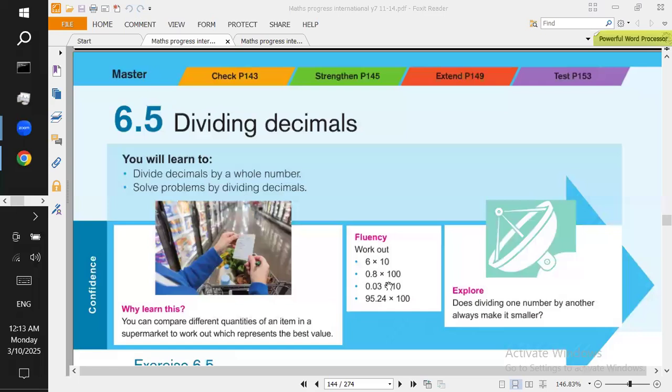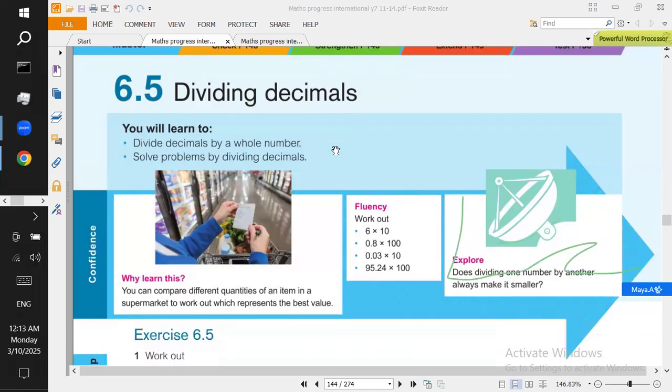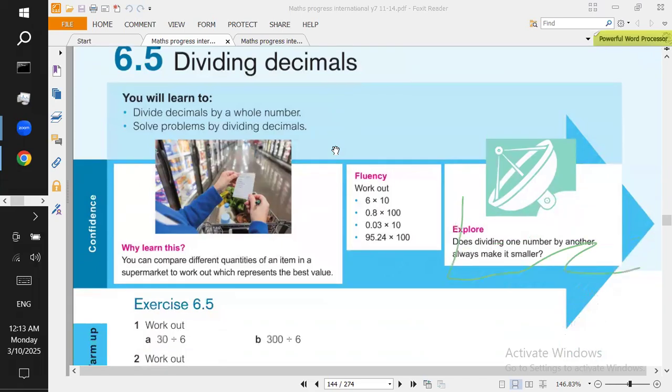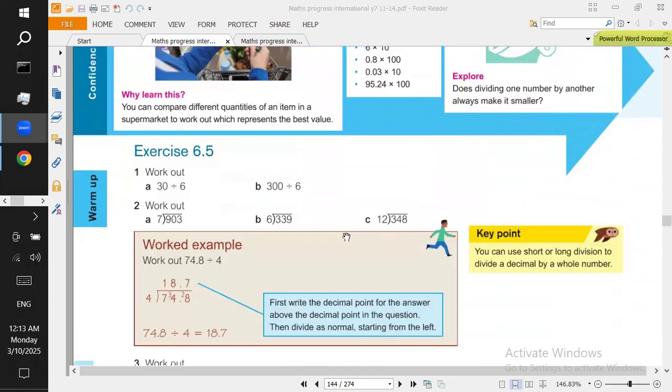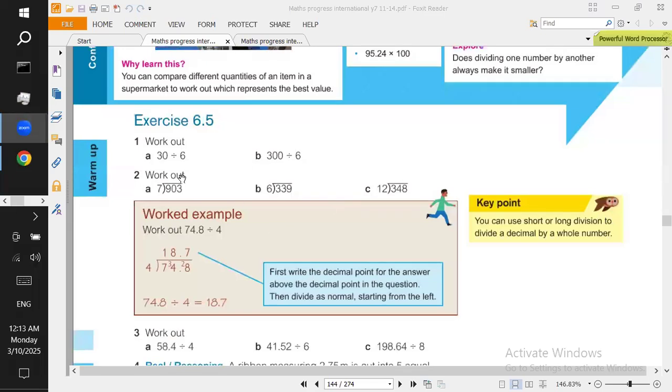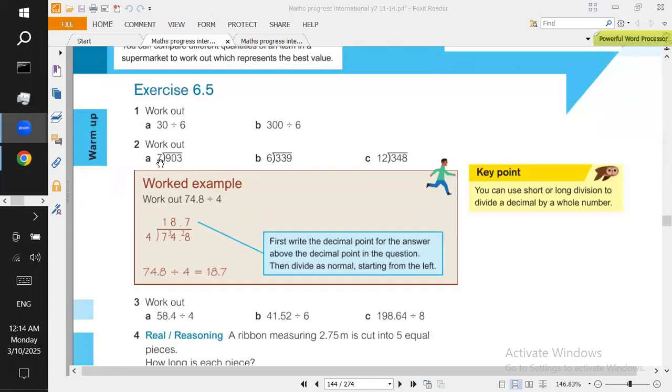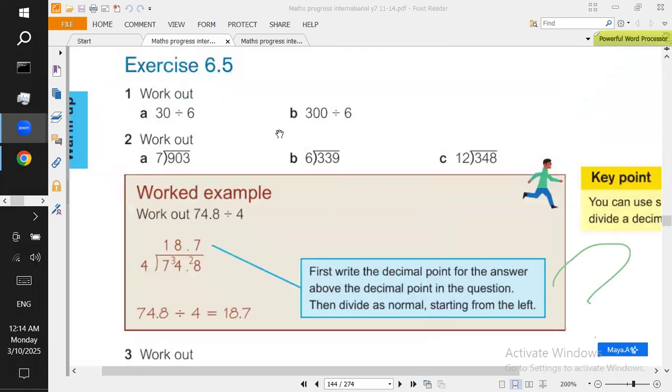In this video, we're going to talk about the rest of Unit 6, 6.5, dividing decimals. Let's take a look at the questions. We're going to talk about dividing decimals by a whole number and solving problems by dividing decimals. First, let's take a look at some questions. We talked about dividing before and long division, and how we use dividing to solve problems.